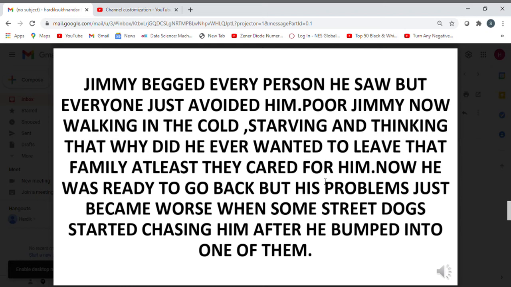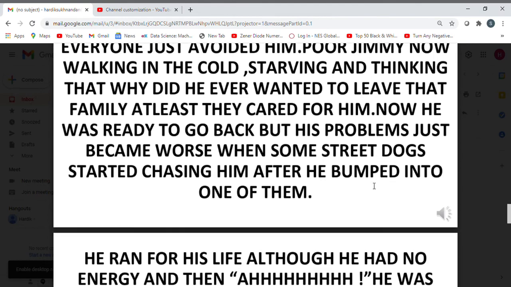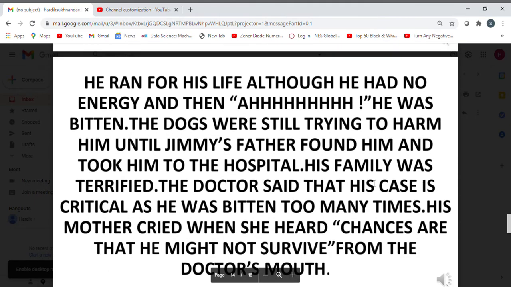So now this was unpredicted, until you saw this line that now he was ready to go back, but his problem just became worse. And also I gave a reason why the dog started chasing him, because he bumped into him. It's not like the dog just saw him and they started chasing. He ran for his life, although he had no energy. Of course, he didn't have any food, and then he was bitten.